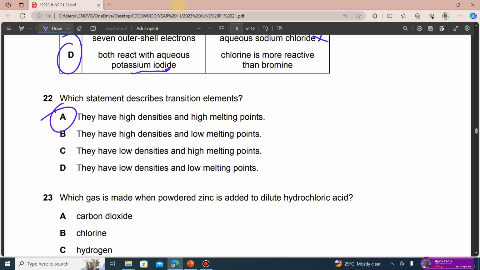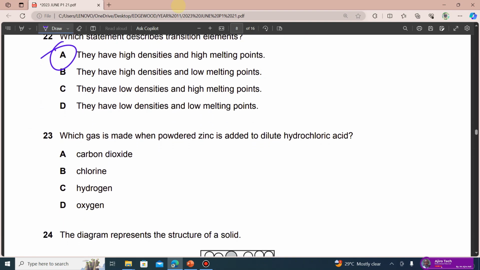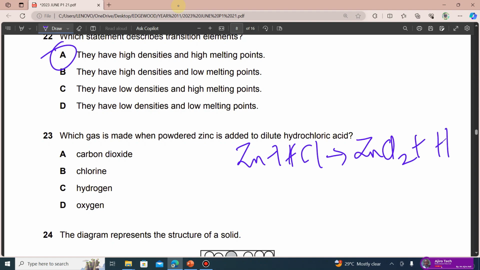Which gas is made when powdered zinc is added to dilute hydrochloric acid? Zinc is higher than hydrogen in the reactivity series, so it's expected to displace hydrogen to form the salt, and then hydrogen gas is given off. So for question 23, the answer should be C. This is simply a displacement reaction.